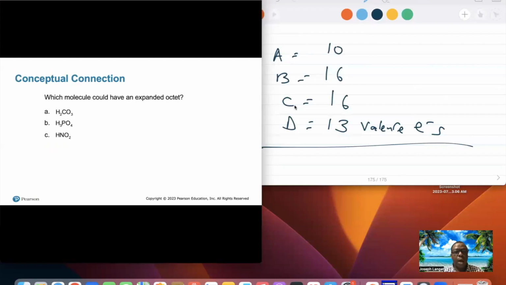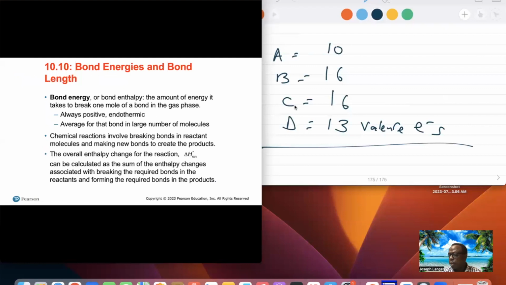Which molecule will have an expanded octet? It's B, because phosphorus is in row 3 and below, while carbon and nitrogen as central atoms are in the second row. So the answer here is B. Please look at problems 71, 73, 75, 79 on page 440 on free radicals and how to determine the valence electrons, and see the exceptions.